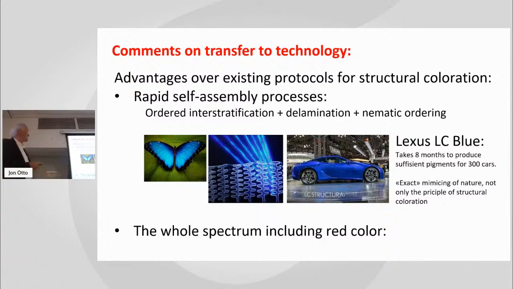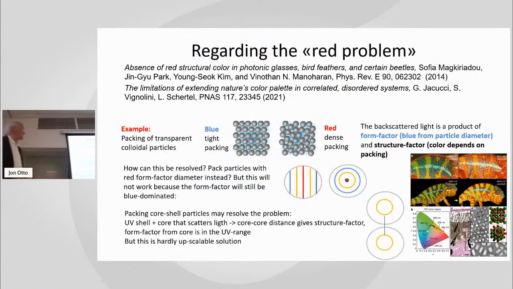The other thing, which is not a problem in our case, is the problem of producing red color. There are several papers on this. I mention these because they are my friends, actually. This group from Harvard and this group from Cambridge have published papers on this. One example to illustrate this problem is the packing of transparent colloidal particles. That's another strategy that people use to make structural coloration.